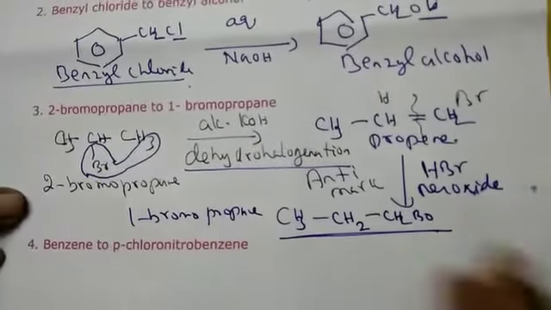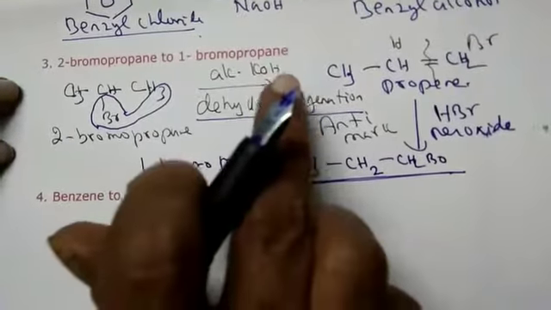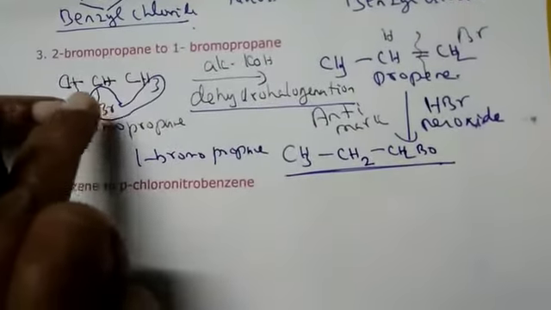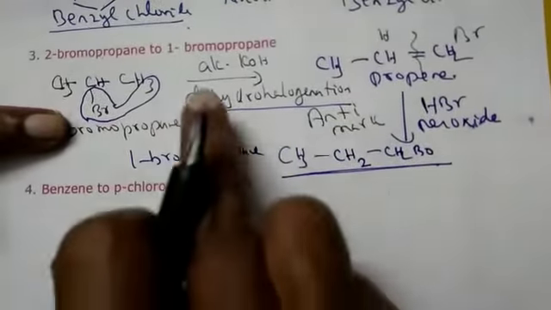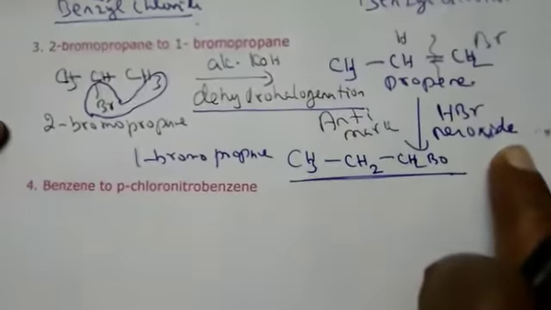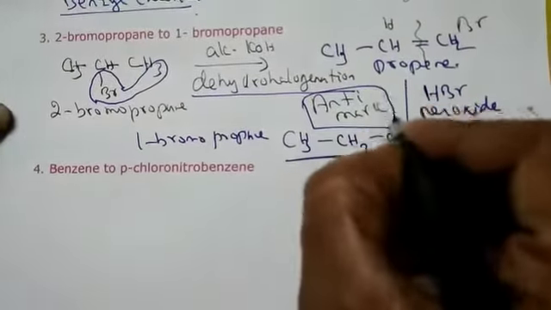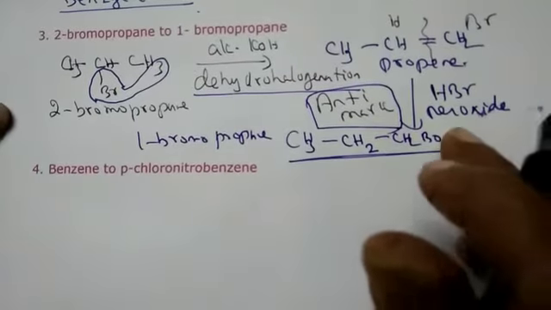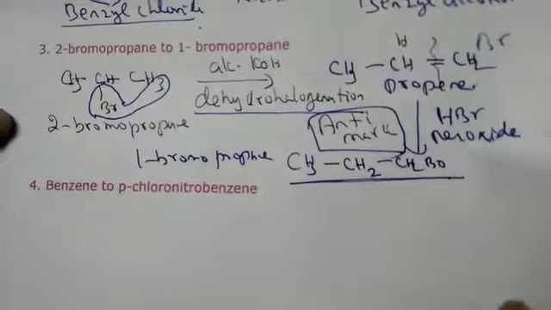So this is the way you have to convert 2-bromopropane to 1-bromopropane. Simply, it is position 2 to position 1. So what is the way you have to do it? First step is dehydrohalogenation. Second step is the anti-Markovnikov rule, or simply we can say the peroxide effect. Both reactions are very, very important.